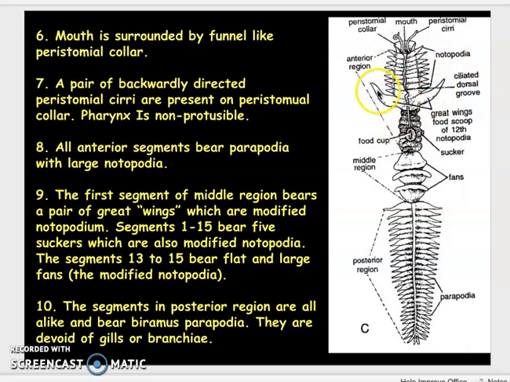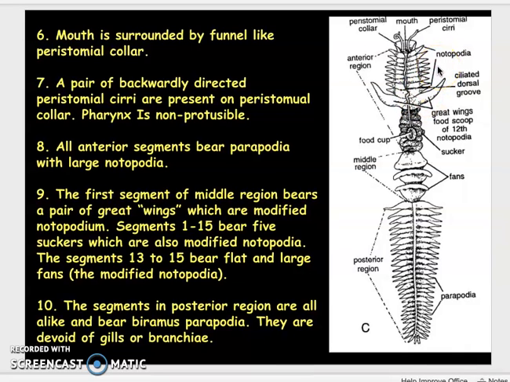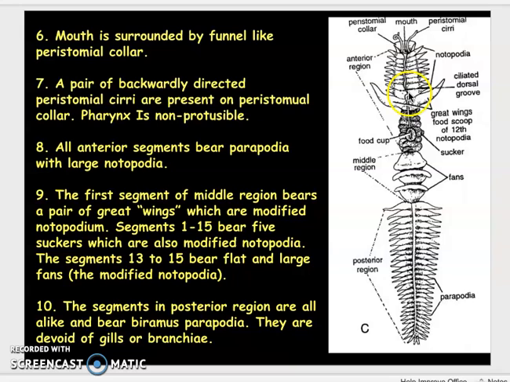There is a large wing-like spoon, that is the 12th notopodium. It is large and forwardly directed. And there is a ciliated dorsal groove at the center. You can see the ciliated dorsal groove.